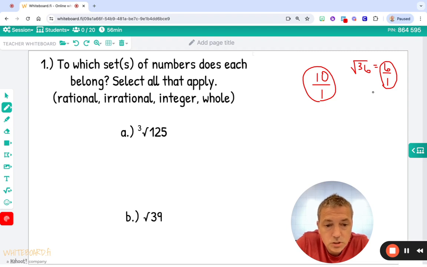An integer is just a counting number on the number line, right? Positive or negative. And a whole number is a positive counting number, right?